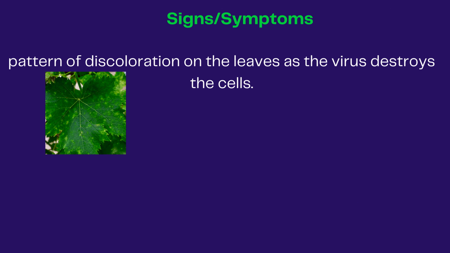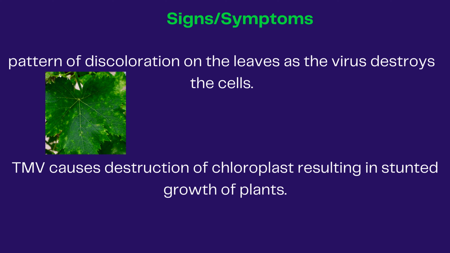Okay, let us now talk about the signs or the symptoms of TMV. So look at the leaf on the screen. If a plant is infected with TMV, you'll notice a pattern of discoloration on the leaf, and this is because the TMV is destroying the cells of the plant. I want you to write down this point now. TMV causes destruction of chloroplast, resulting in stunted growth of plants.